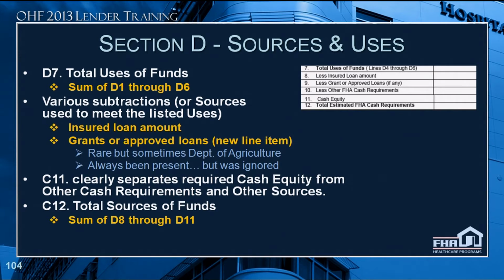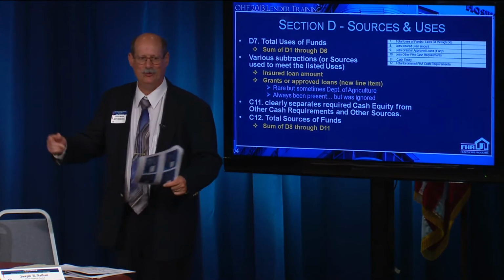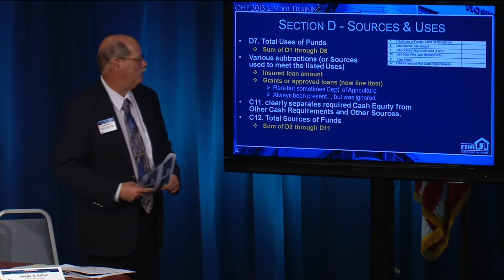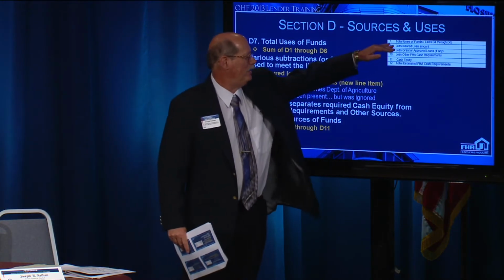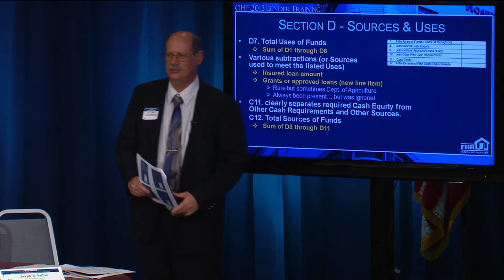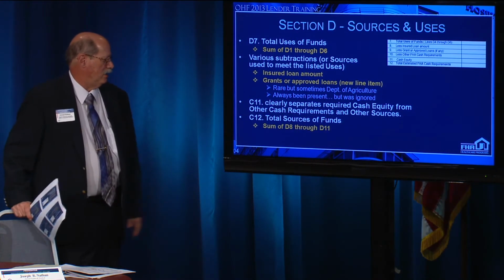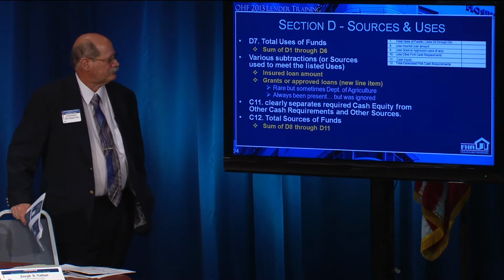List other FHA requirements. We've already talked about that. So this is those other requirements. Guess what? You've listed them up on D5. Now you're going to put it down here because you've got to have cash for that. And then that gets to the cash equity. So when we're talking about have you met the equity requirements and how much equity you're putting in, that's your equity you're putting in there. And guess what? If you add all those up, you're going to have your total sources of funds. So that's what that one is. Let's go to the next slide.